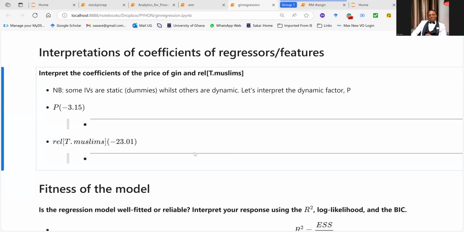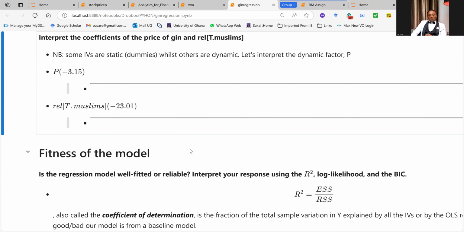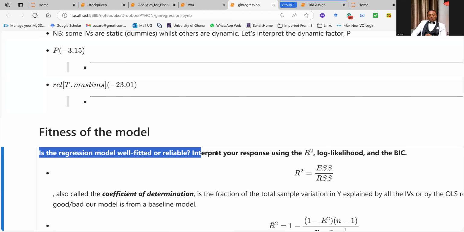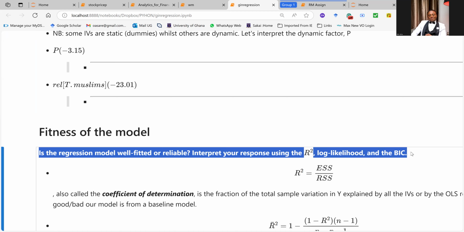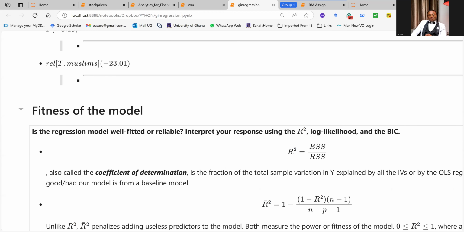The next thing is about how good the model is. How good is your model? How reliable is the model? We call it the fitness of the model. Is a regression model well fitted? Is a regression model reliable? So the question is, is a regression model well fitted or is it reliable? And you interpret it using these 3 things: R-squared, log likelihood, and then the Bayesian information criterion.